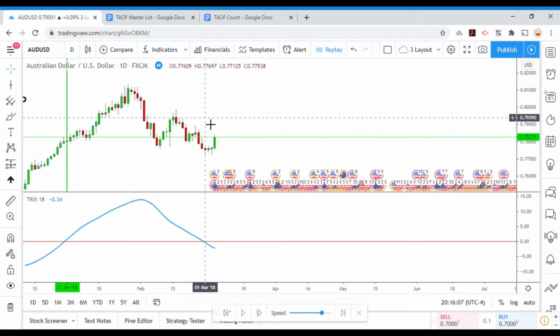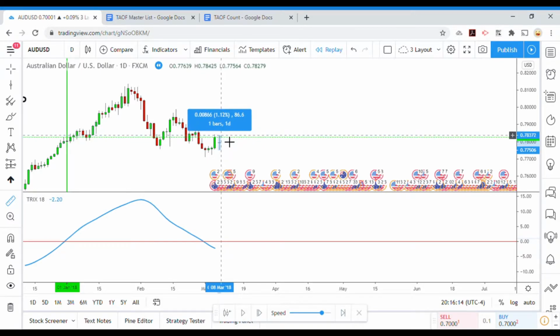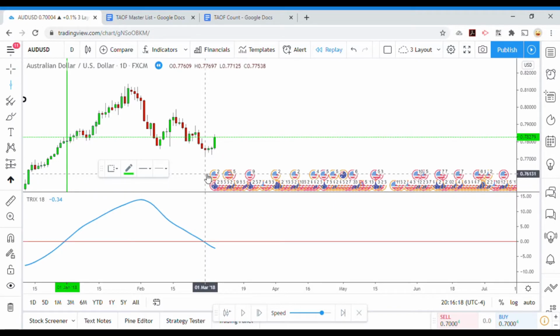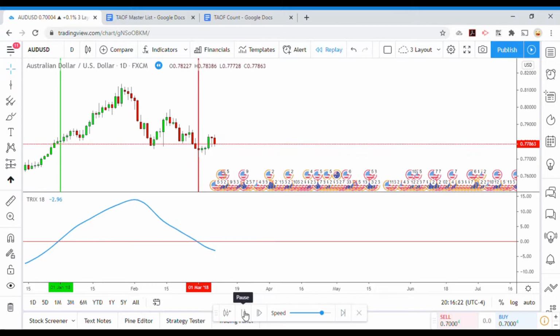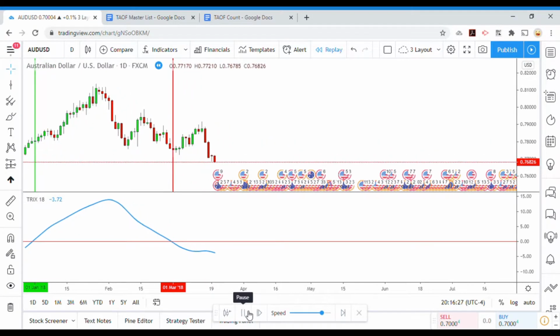Alright, there is our next signal. Unfortunately, yep, looks like we got stopped out on that one. So we are at 1 win, 1 loss, and trucking along here.